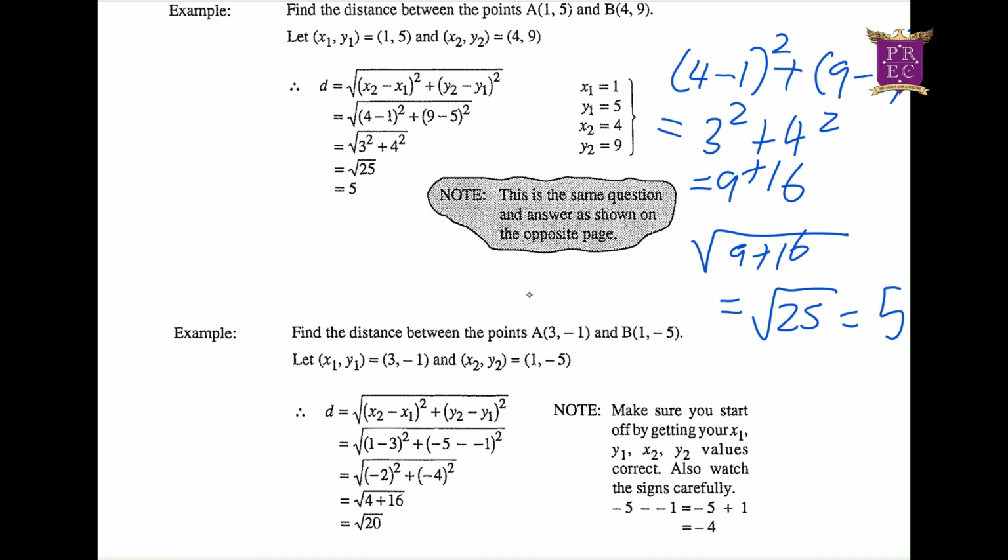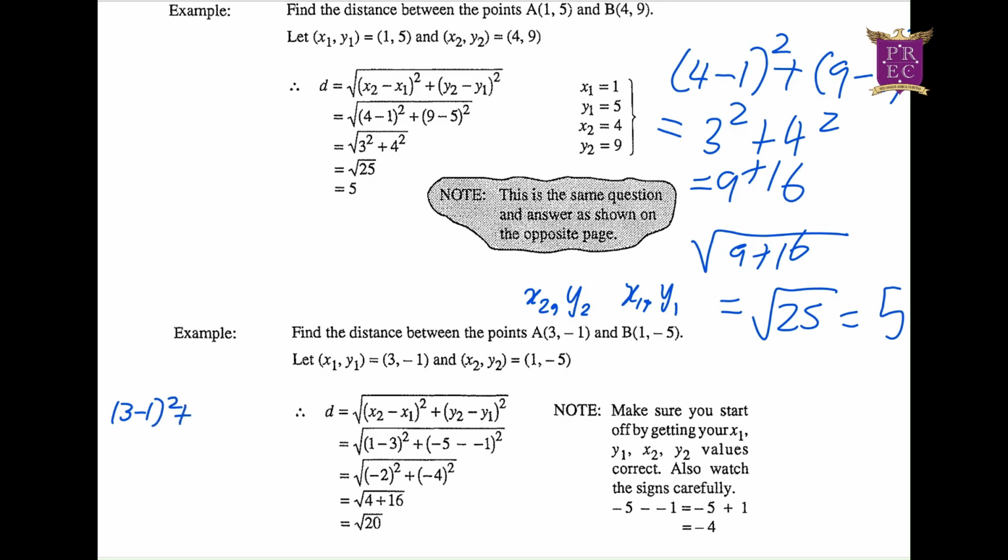We can make this x2 and this y2, this x1 and y1. Now let's do the maths. x2 minus x1, which gives us 3 minus 1, which is 2.